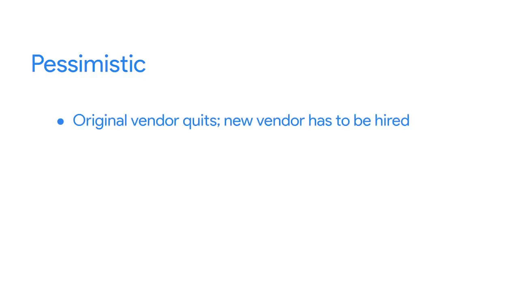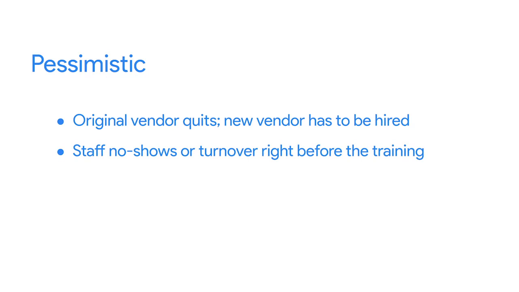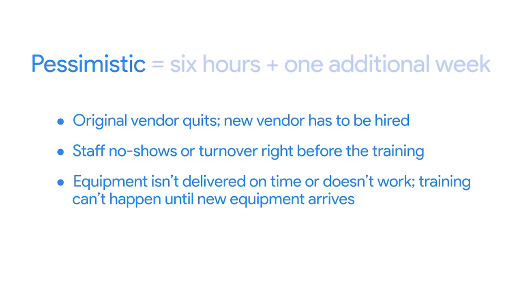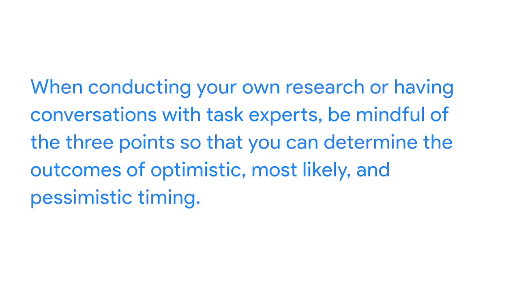Under pessimistic conditions, you could have a situation where the original training vendor quits and a new vendor has to be hired. There could be several unexpected staff no-shows or turnover right before the training. Or possibly the equipment doesn't get delivered on time or doesn't work, so the training can't happen until the new equipment arrives. In this case, the actual training time is still around 6 hours, but the date has to be rescheduled for up to a full week later than originally planned. When conducting your own research or having conversations with task experts, be mindful of the 3 points so that you can determine the outcomes of optimistic, most likely, and pessimistic timing.